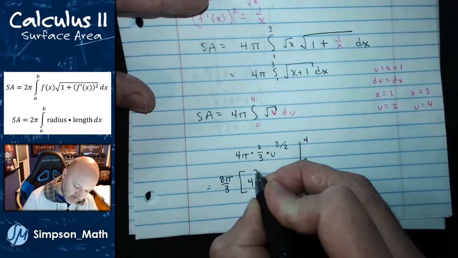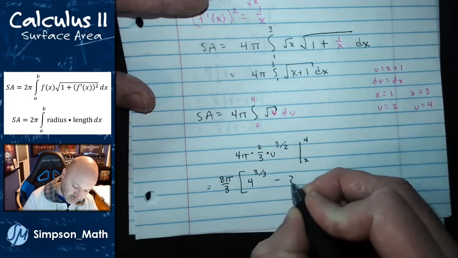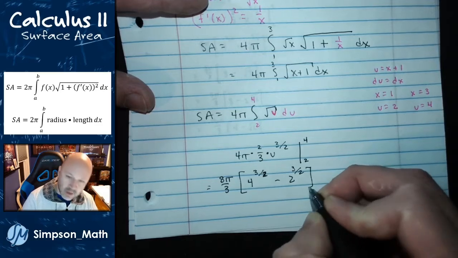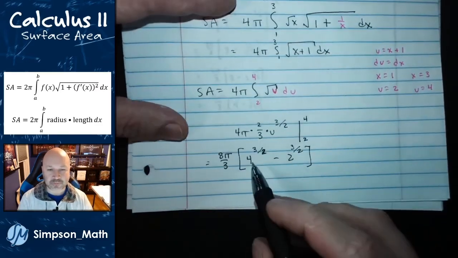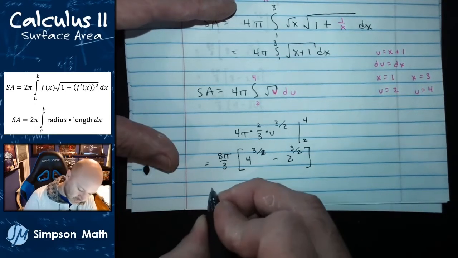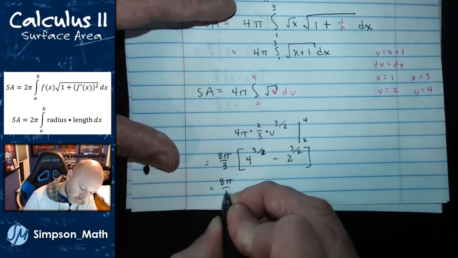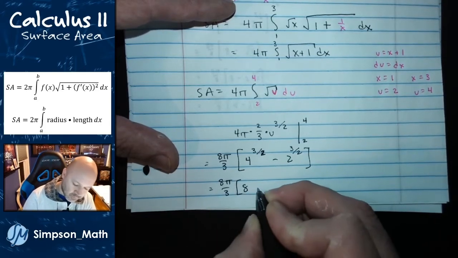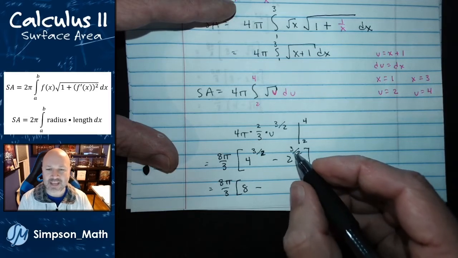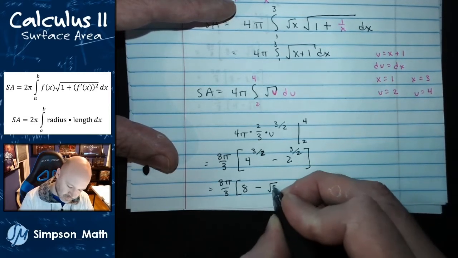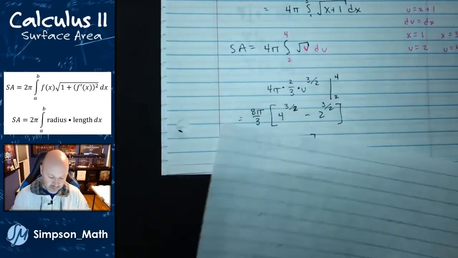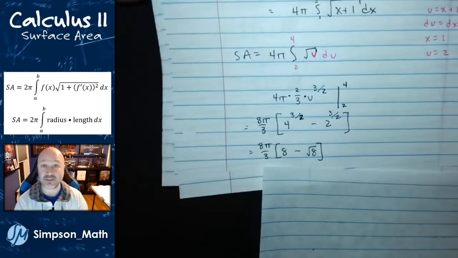Plug in the 4. So I have 4 to the 3/2 power minus 2 to the 3/2 power. Oh, those are pretty numbers. I can continue. Let's see here. Square root of 4 is 2. 2 cubed is 8. The square root of 8 is the square root of 8. Oh, I can go a little bit further and clean up the square root of 8. I know that simplifies to 2 root 2.